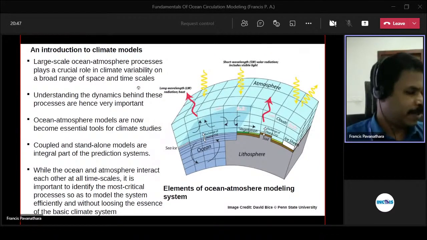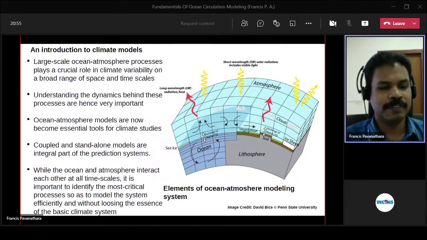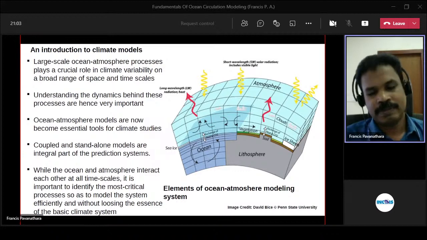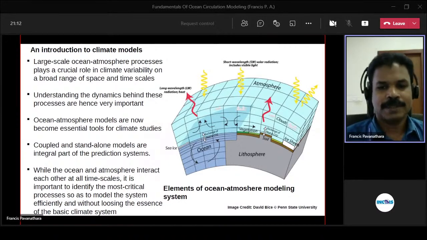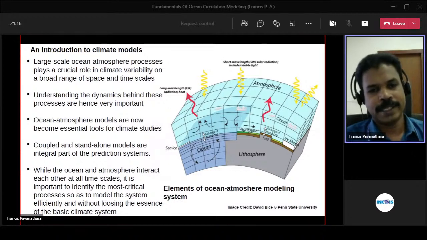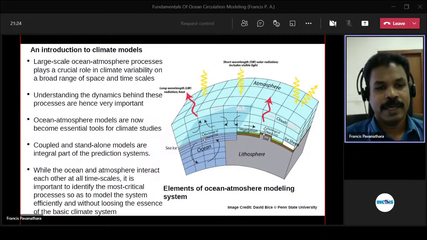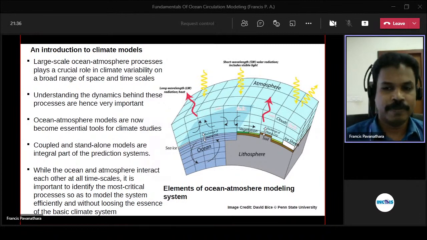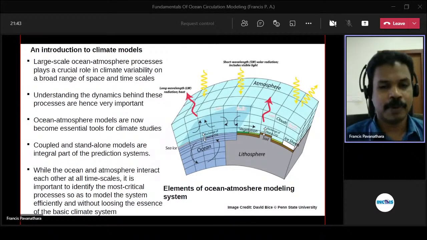So an ocean circulation model is essentially a climate model. There is no big difference between the climate models and the ocean models that we use. Essentially they represent the large scale ocean and atmospheric processes, and we know that they are very important for understanding climate variability or climate change at different space and time scales. Also, these are important tools not only for climate studies but for predicting the ocean. Whether it's very short-term prediction or long-term projections, like climate projections, we depend on ocean models.